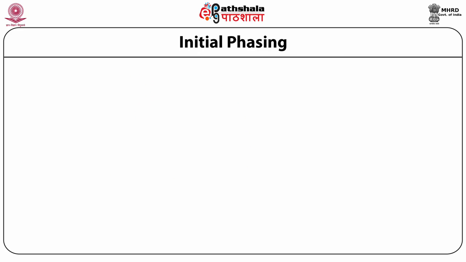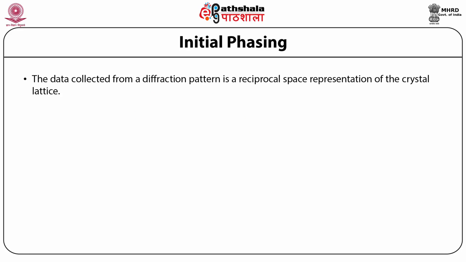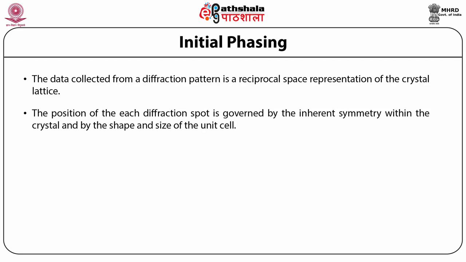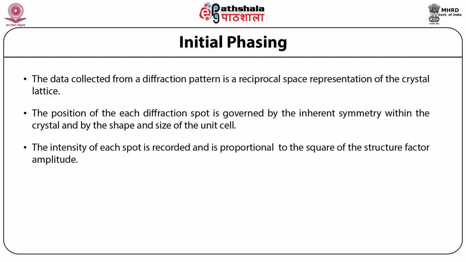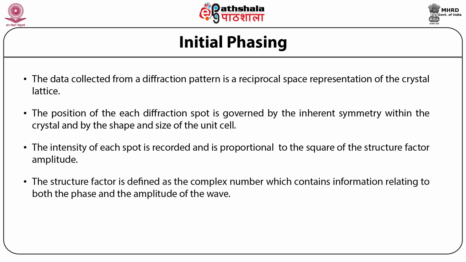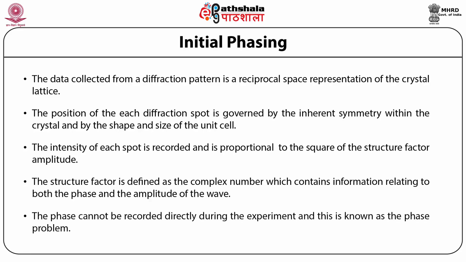Now we will discuss the initial phasing. The data collected from a diffraction pattern is a reciprocal space representation of the crystal lattice. The position of each diffraction spot is governed by the inherent symmetry within the crystal and by the shape and size of the unit cell. The intensity of each spot is recorded and is proportional to the square of the structure factor amplitude. The structure factor is defined as a complex number which contains information relating to both the phase and the amplitude of the wave. The phase cannot be recorded directly during the experiment, and this is known as the phase problem.